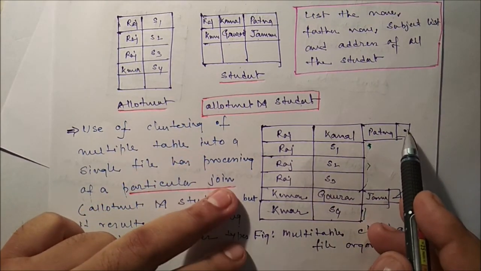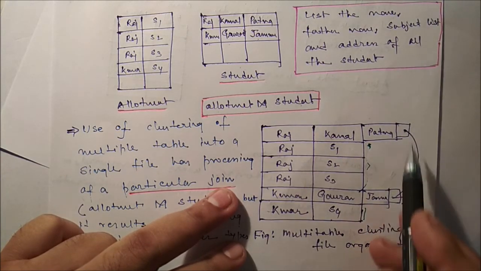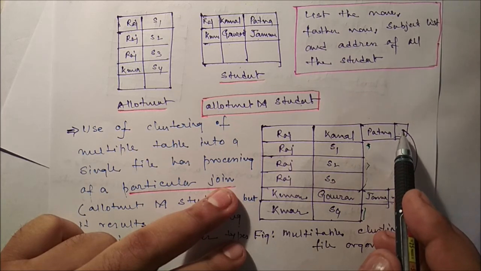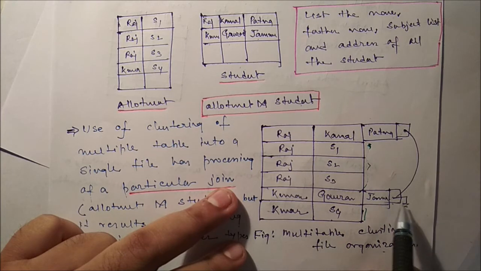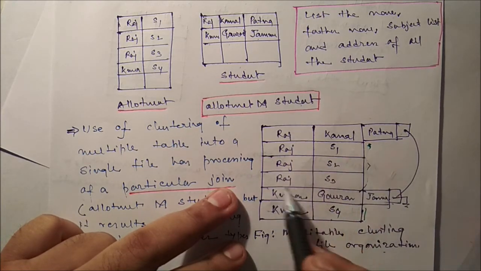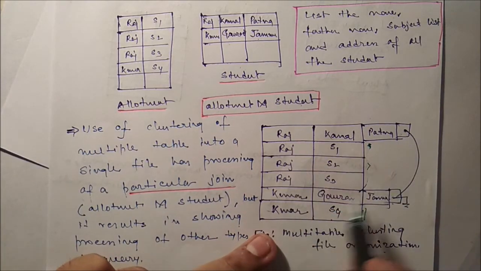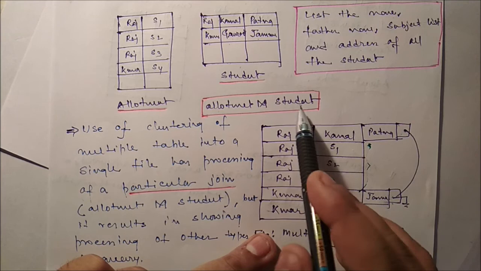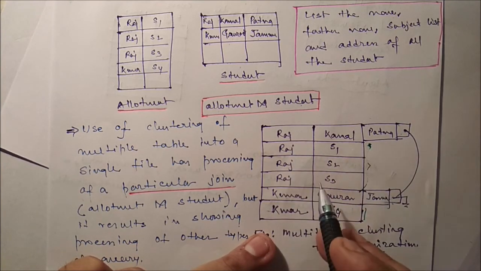Say from here we store the address of the next student from the student table, Patna; the next student from the student table is this one. After that there is no record. Are you getting this? And these are the data which are from the allotment table. So we organize the table such that the whole data is stored in a single block, so that when merging is required, by single block access we can retrieve all the data.